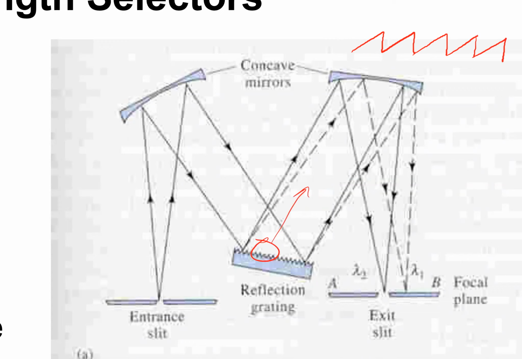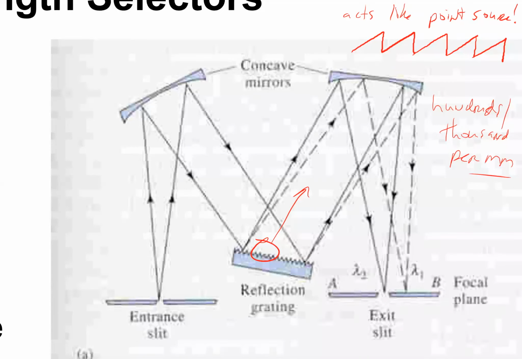And there could be hundreds to thousands of these grooves every millimeter, combined with different groove densities. But they're absolutely crucial to the functioning of this device, as it turns out, because each groove acts like a point source of radiation, as it turns out, a point source of radiation.